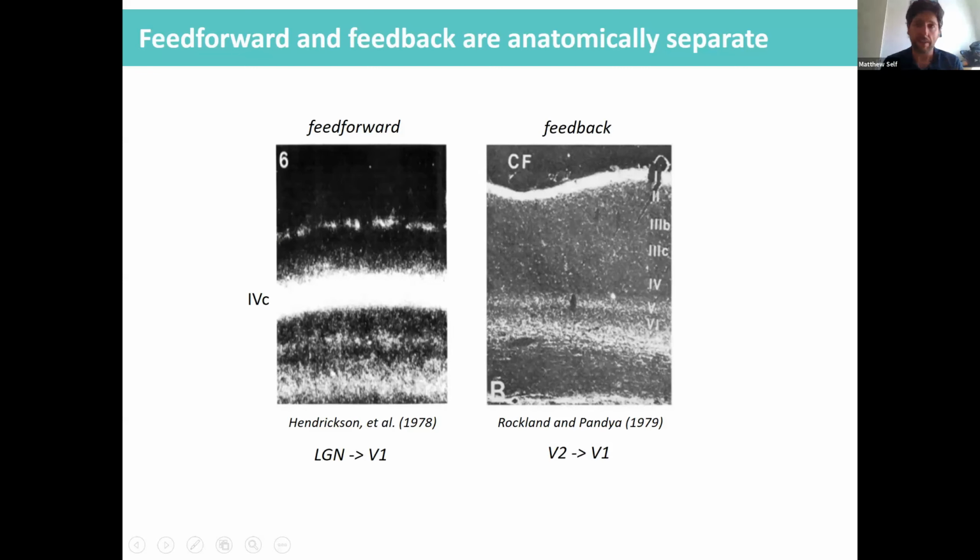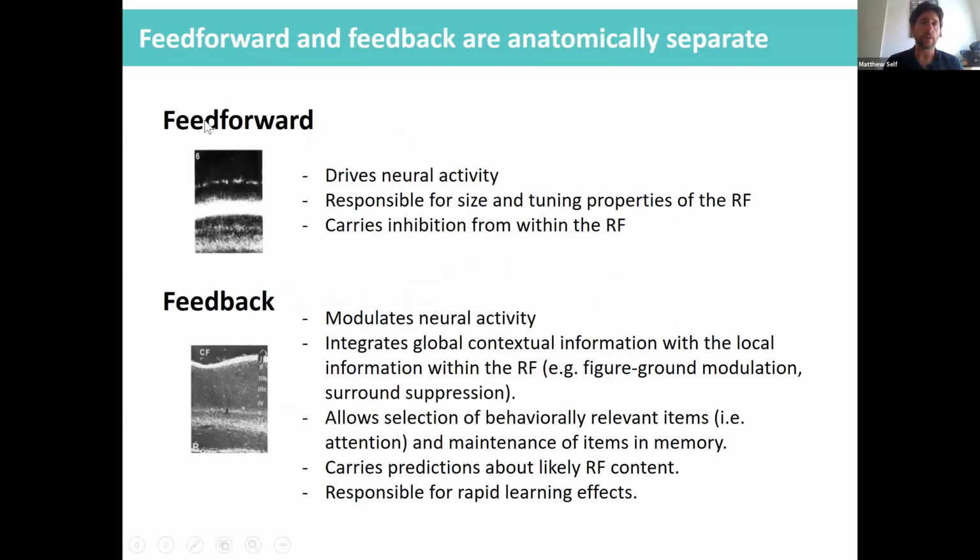There's also a really, really clear segregation in the function of these connections. They perform quite different roles when it comes to cortical processing. So we know that feed-forward projections drive neural activity, and they're largely responsible for the size of the receptive fields, and they're also responsible for the tuning properties of the receptive field. For example, we know the orientation tuning of a cell in V1 comes from the arrangement of the feed-forward projections that it receives. There's also inhibition in the feed-forward pathway, so things like cross-orientation inhibition, also through targeting of local interneurons or through presynaptic processes.